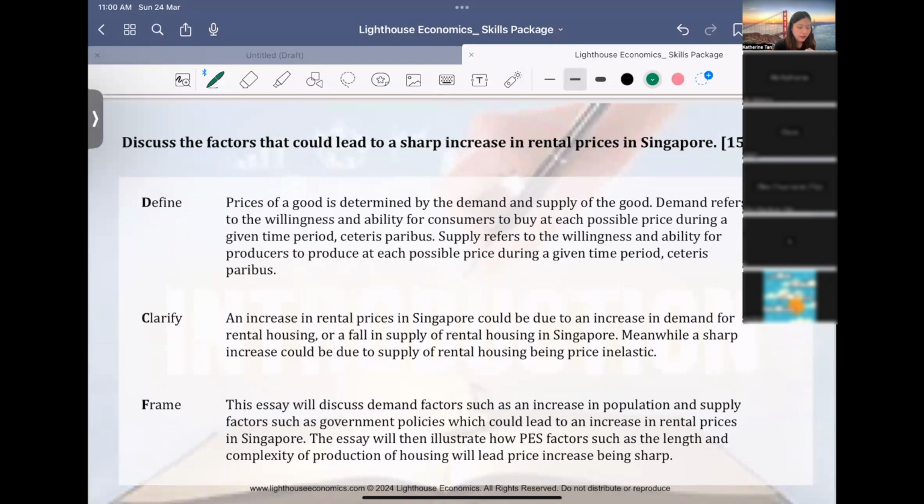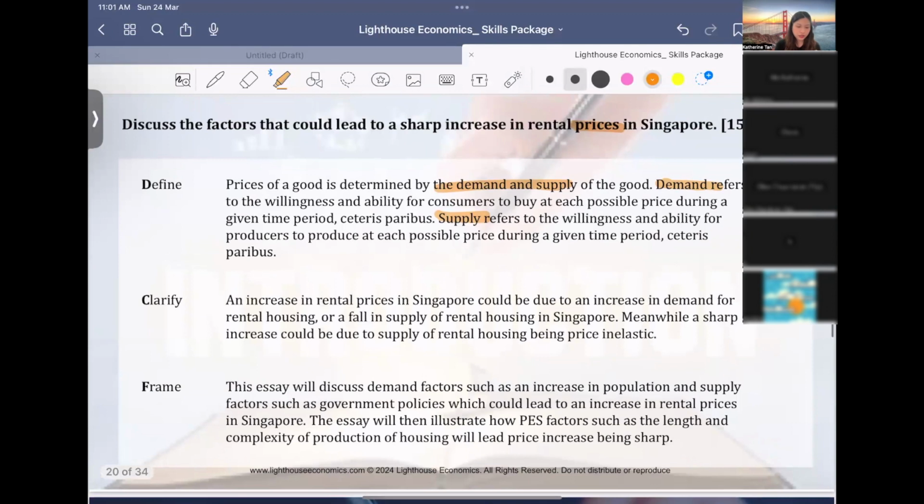Discuss the factors that could lead to a sharp increase in rental prices in Singapore. So for prices, remember, you need to define prices, or you need to clarify what's in it. You see in the define, I already say prices of a good is determined by demand and supply of the good. Then I define demand as referring to willingness and ability, and supply as referring to willingness and ability for producers to supply.